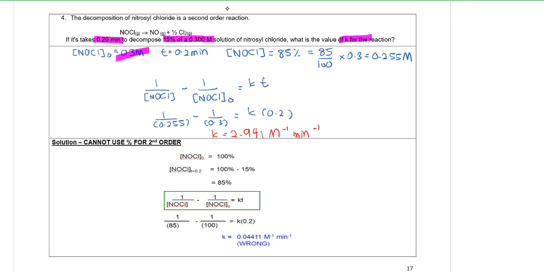Okay, so the initial concentration is 0.3. So at time 0.2 minute, the remaining is 85%. So 85% of the initial value is 0.255. So from 0.3 it decreases to 0.255, and the time is 0.2 minute. So for second order we cannot use percentage values. We have to use the correct concentration values.